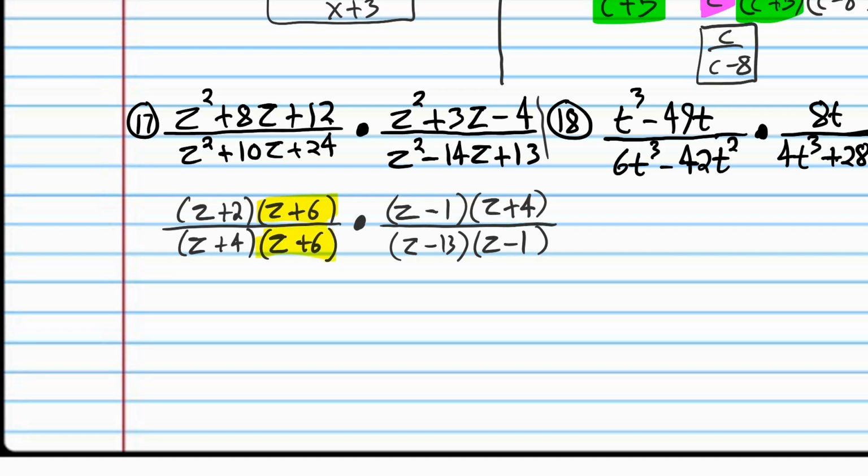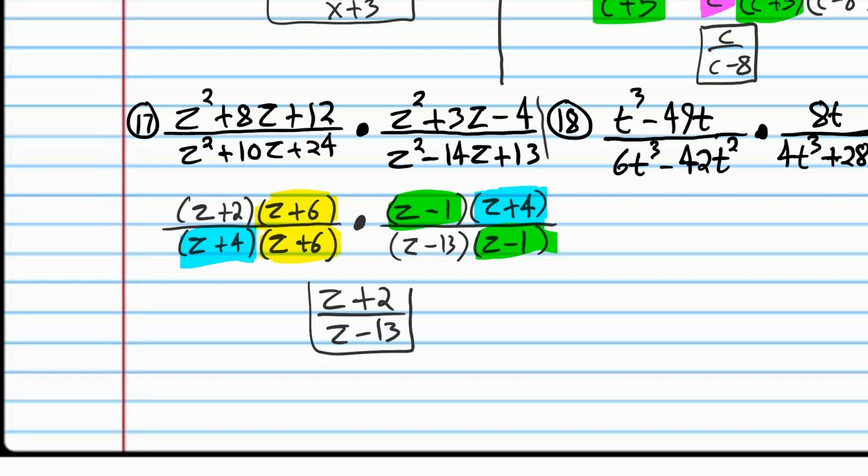And you can see in this case we have a factor that's common on the same fraction. So you can cancel those out even though they're on the same fraction. So it's just like the last class. So the factors don't necessarily have to be on different fractions. So we have a lot to cancel out. And you can see we're just left with z plus 2 over z minus 13. So if you got that answer, good job.